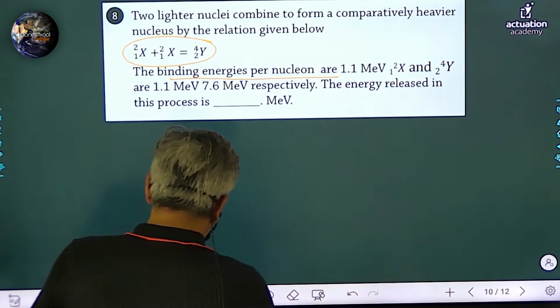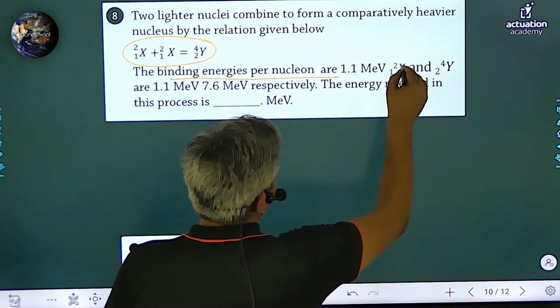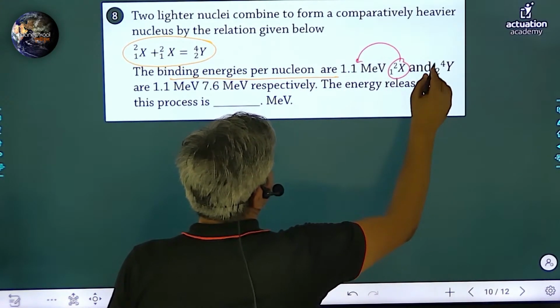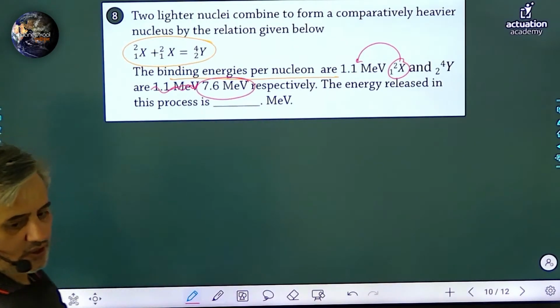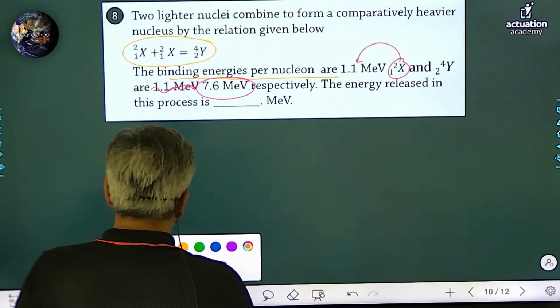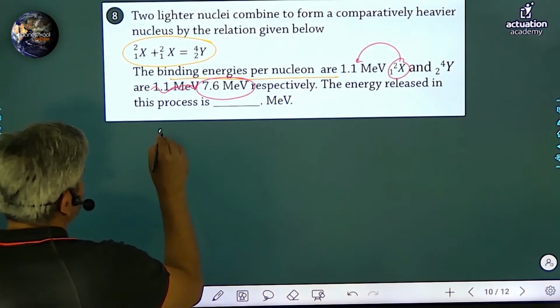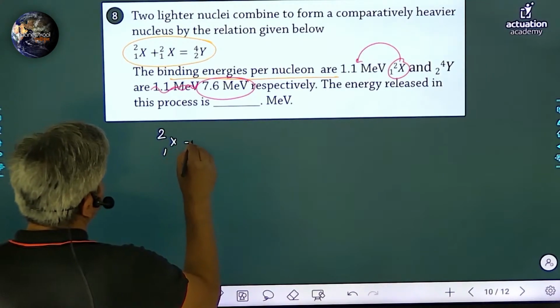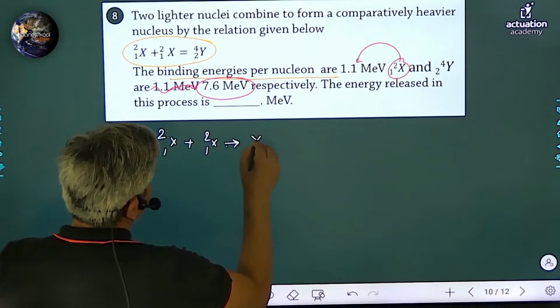Okay, so looks like again an error. Binding energy per nucleon for this is this, and for this is 7.6 mega electron volt. Now, respectively, the energy released in this process is... Now, the given equation is 2x1 plus 2x1 is equal to y4.